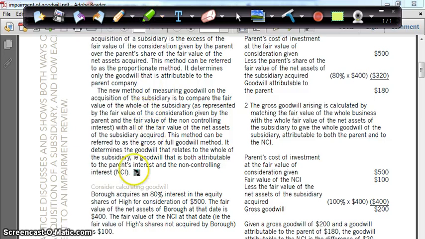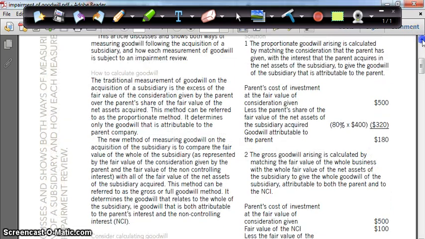We're told that there is an 80% interest that was acquired by Burra, and it was for a consideration of $500. The fair value of the net assets is 400, and then the fair value of the NCI at the date is 100. So there we can see that for the full method, or the new method, we've been given the fair value of the NCI, which we need to add to the consideration that we have paid. So let's take a run through as to how this is calculated.